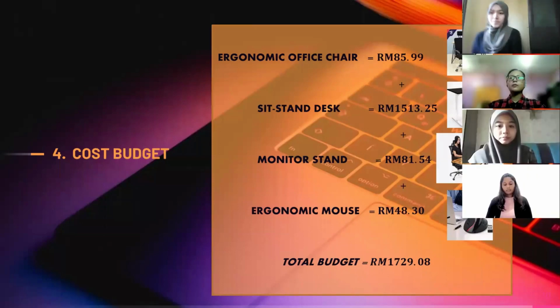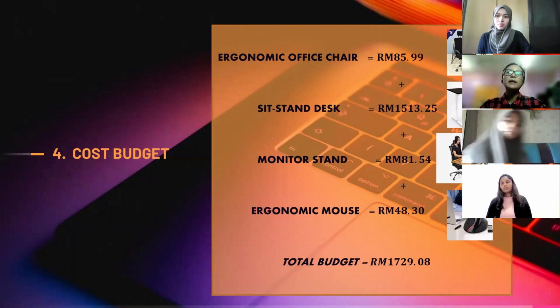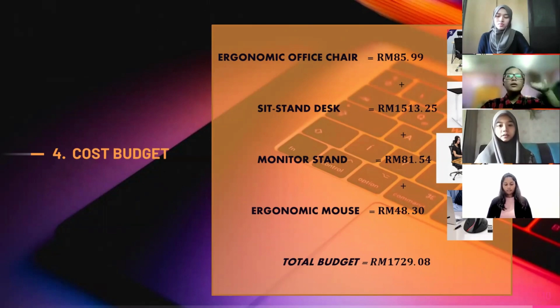So this is our cost budget for the work design that we recommend to Harvest ENL Berjaya Sendirian Berhad. As we can see, there are four items. The first one is the ergonomic office chair, which the price is 85 ringgit 99 cents. The second one is the sit stand desk. The price is 1,590 ringgit and 25 cents.